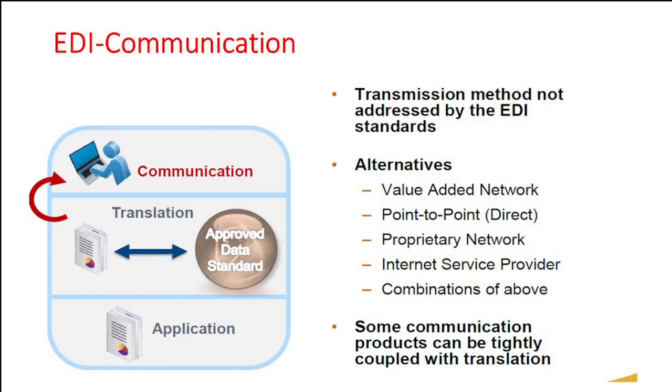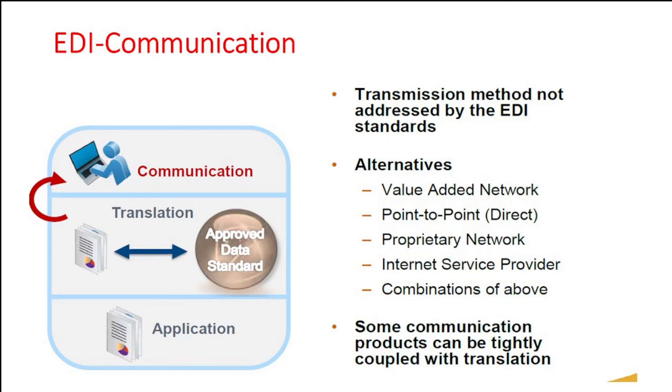Like SWAN is there, the State Wide Area Network. This is used only by the government, and no other party can enter into it. So that is called proprietary. ISP, which we are using, is a combination of both. Hence, all are also available. So some communication products can be tightly coupled with the translation. Sometimes they also provide the translation software.